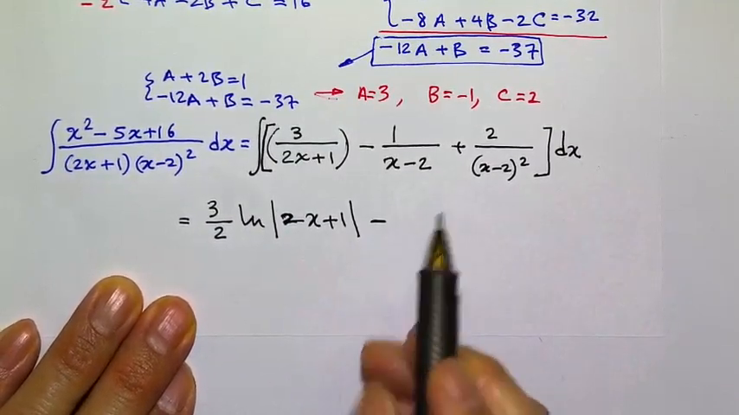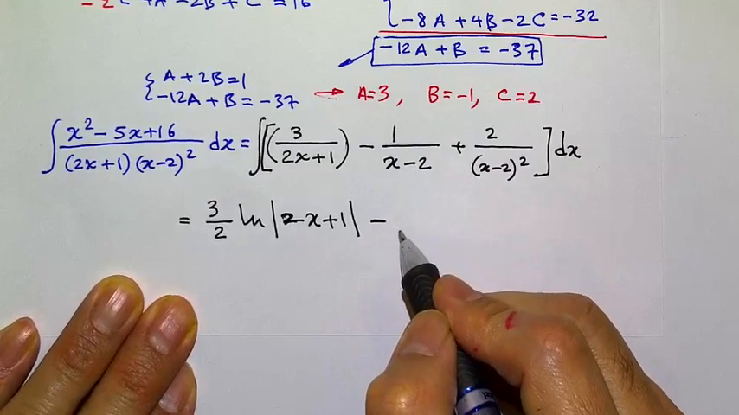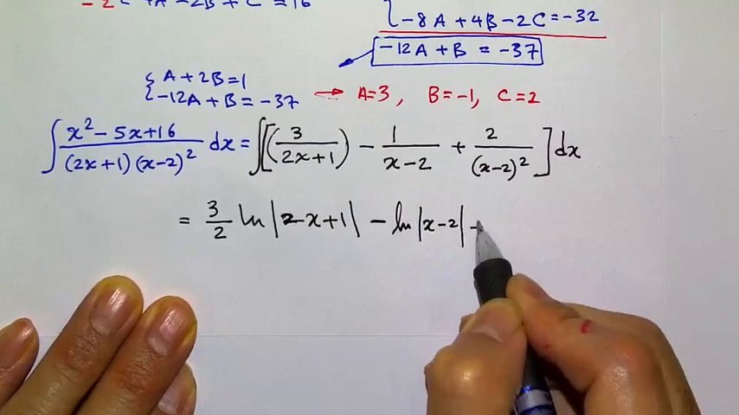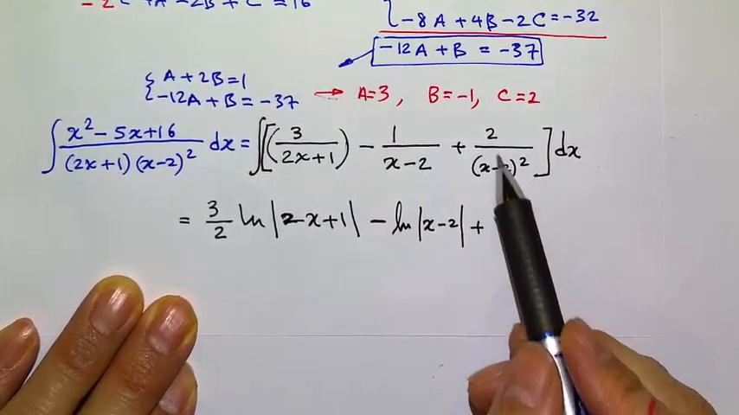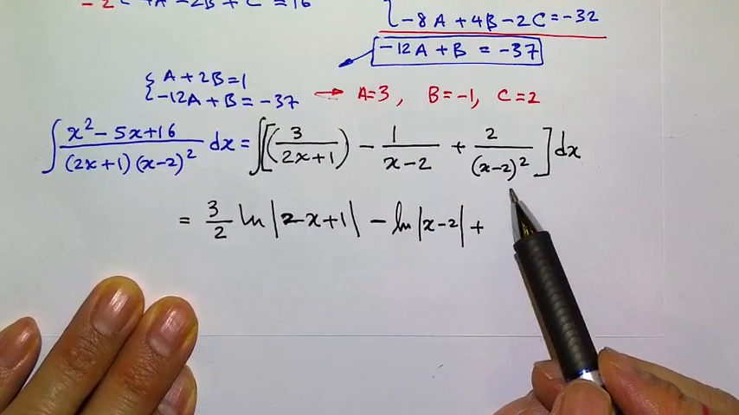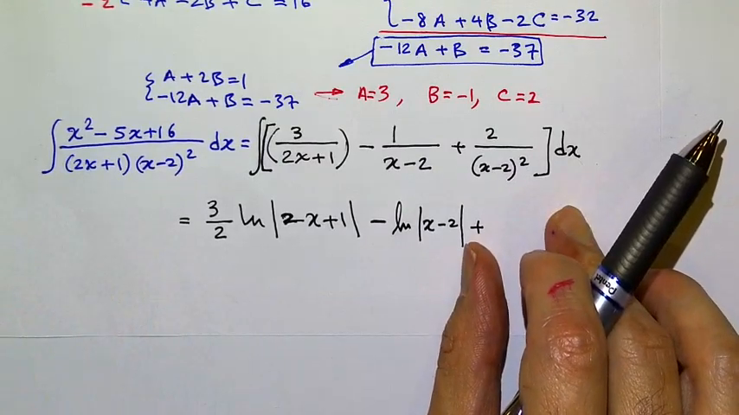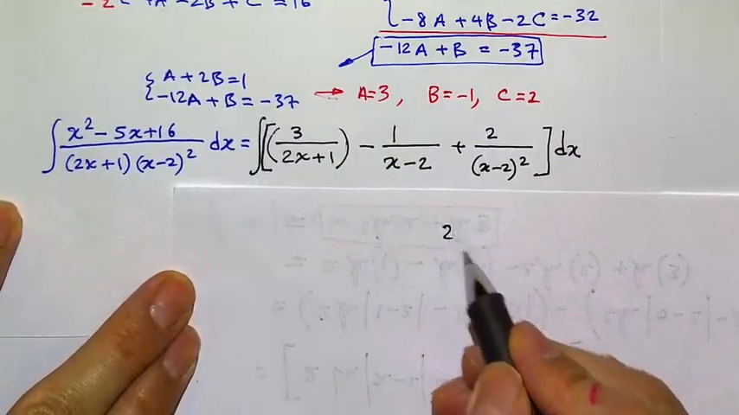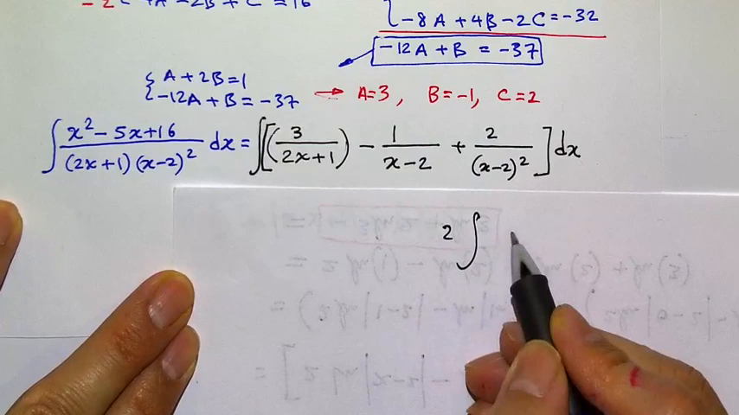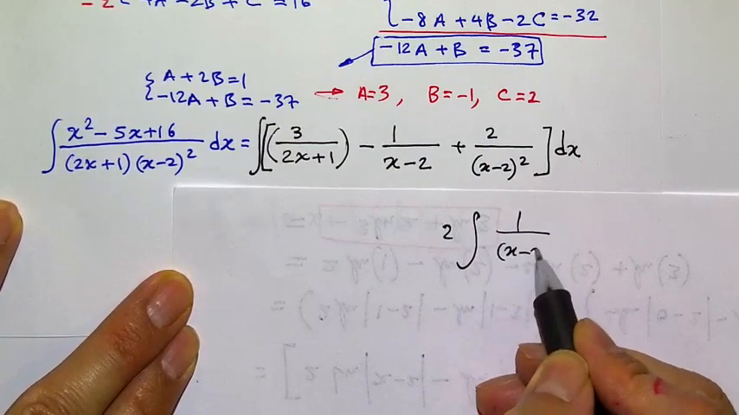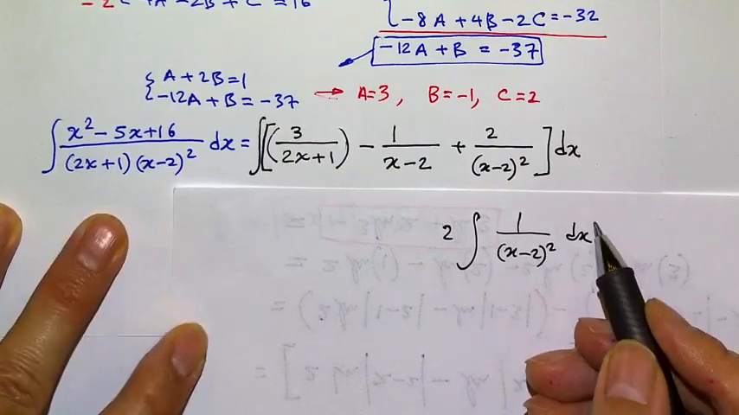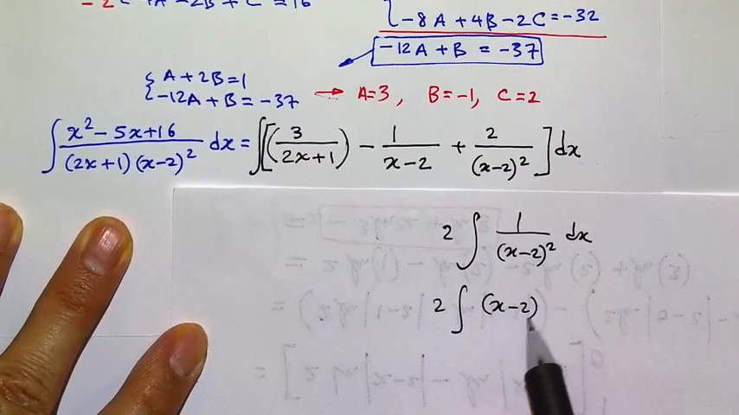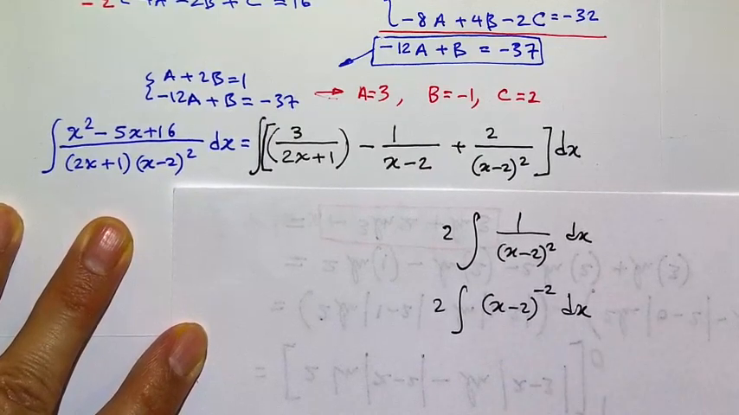Then minus natural log of absolute value of x minus 2, plus, this is just because of this power. So we have, let me also do this on a piece of scratch paper. That last term is simply 2 times the integral of 1 over (x minus 2) squared dx, right? And this we can write as 2 times the integral of (x minus 2) to the power of minus 2 dx, right?